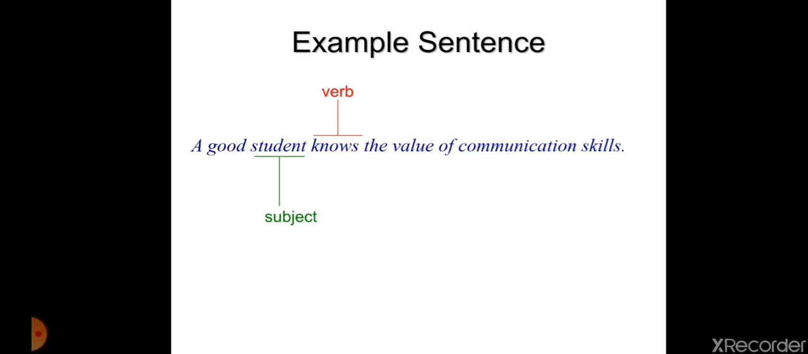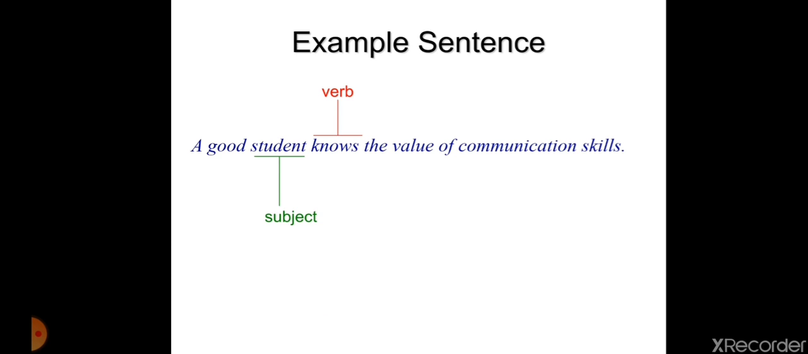Here there is an example. A good student knows the value of communication skills. Here the subject is a good student. Actually, it is a phrase. In place of the subject, a phrase is there. In the phrase a good student, the real subject is student. The student is singular, therefore the verb has singular form. Knows. KNOW is the plural form. KNOWS is the singular form.